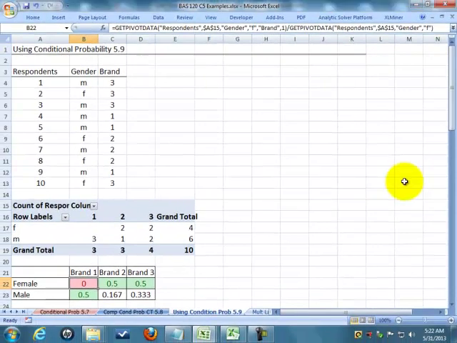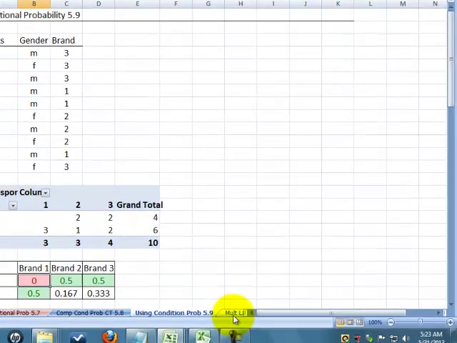But this aids, in addition to the pivot table and showing the conditional probabilities, it instantly communicates to somebody the brand preferences: for females are brands 1 and 2, and for the males it's brand 1. So that's the use of conditional probability to help businesses take a look at which brands are selling given it's a female, or it could be some other demographic or categorical information.